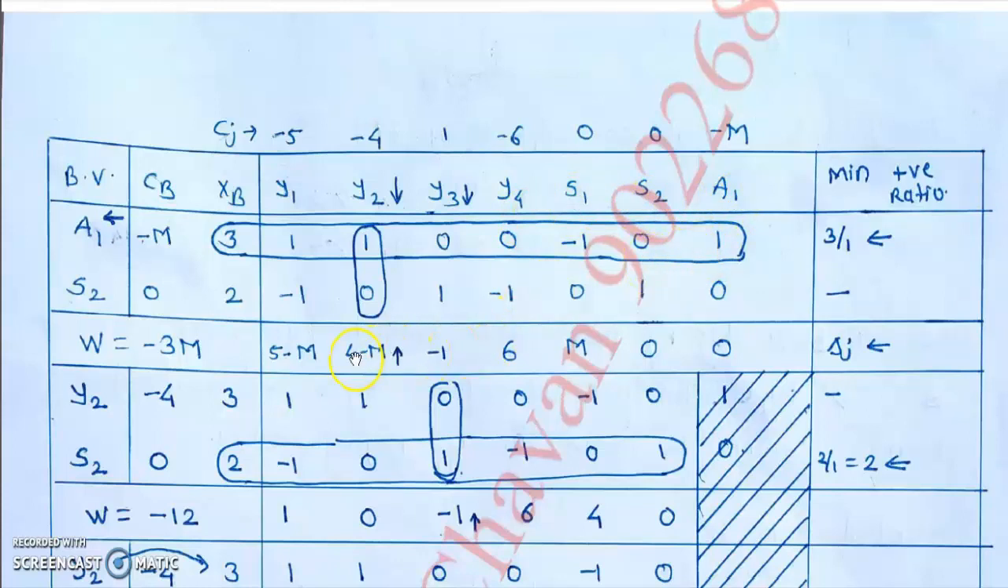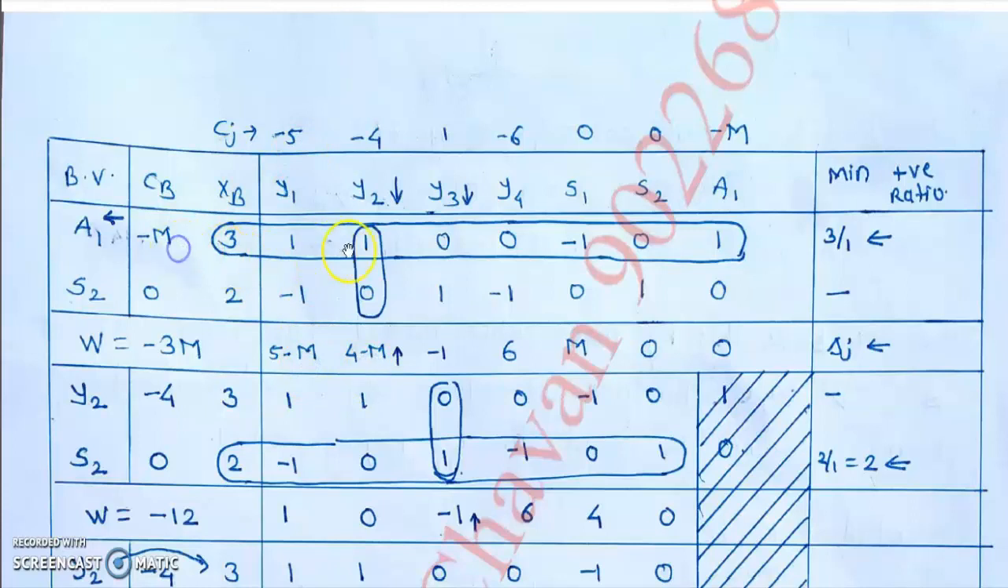So we have to decide now which variable is incoming and which variable is outgoing. For that we calculate delta J first. Delta J is calculated using the formula: CB into Y1, it's a sum product. That's minus M into 1 plus 0 into minus 1. So this is minus M, minus the top element, that is minus 5, that is plus 5. So minus M plus 5 is 5 minus M.